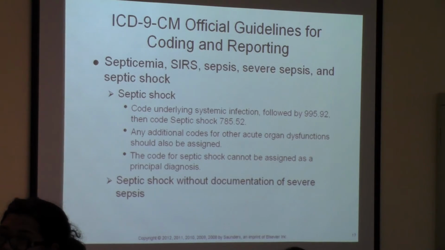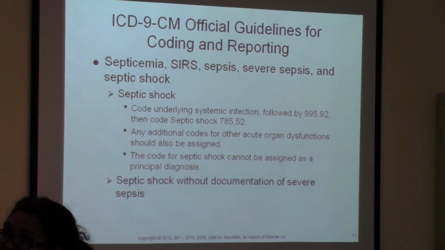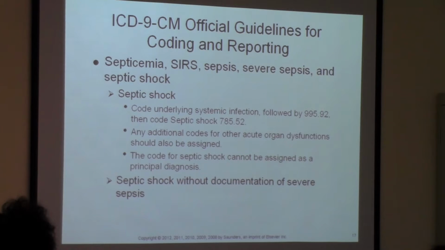Okay, so let me read this again. So septic shock generally refers to circulatory failure associated with severe sepsis. Therefore, it represents a type of acute organ dysfunction. So for all cases of septic shock, the code for systemic infection should be sequenced first, the 995.92 that identifies severe sepsis, 785.52 that identifies it as septic shock, and then an additional code for the acute organ dysfunction should also be assigned. So 4 codes then, at least, yes.